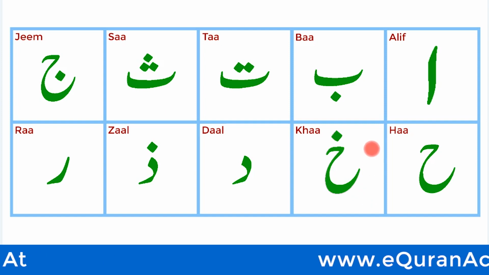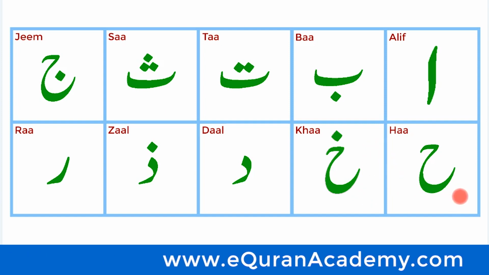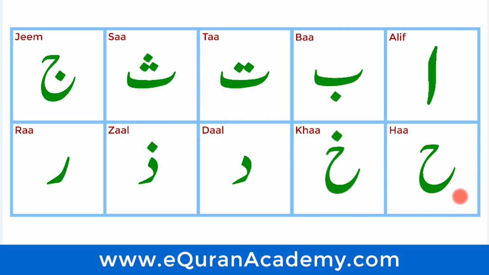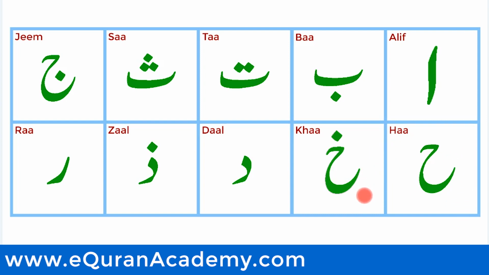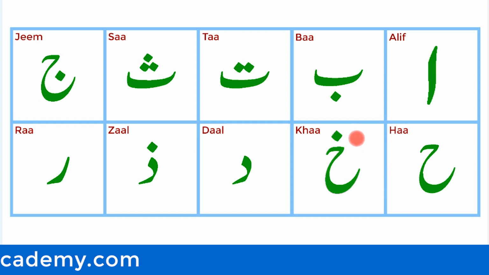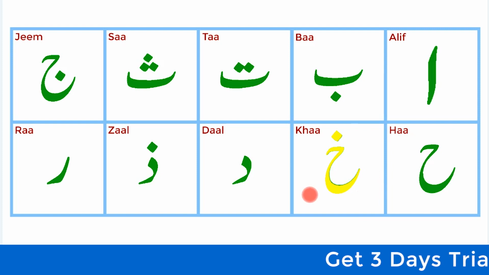Please remember, this is Ha with clear sound. Ha has no dot on it. And this is Ha, and Ha has one dot on top. Please read after me.